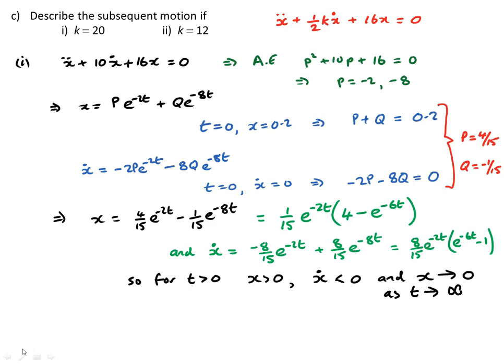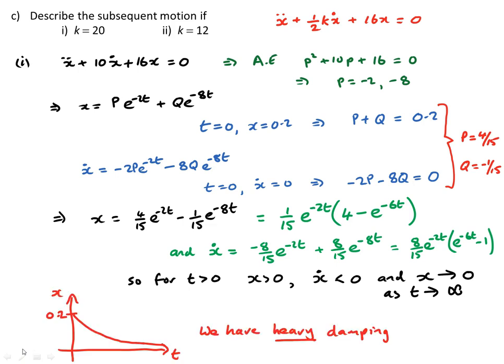So our displacement time graph for the particle is simply going to be a decay style curve, and what we have in this case is that the motion is heavily damped. We've lost all signs of the oscillation.